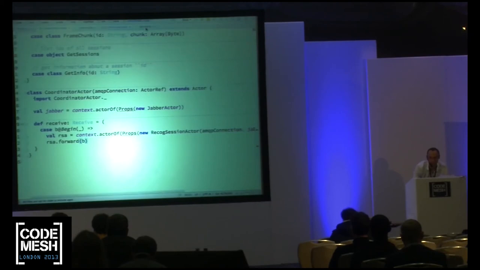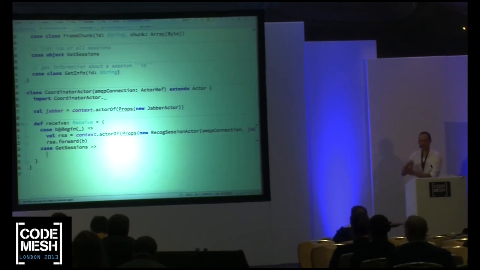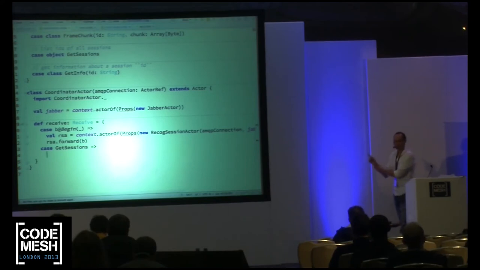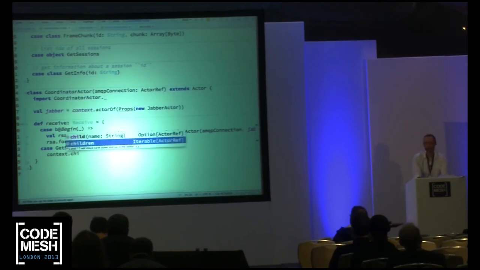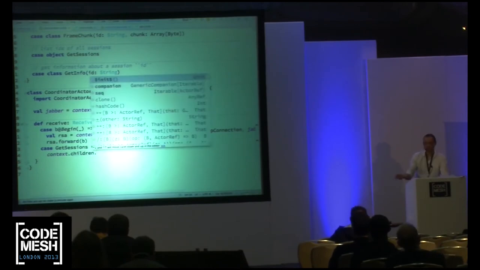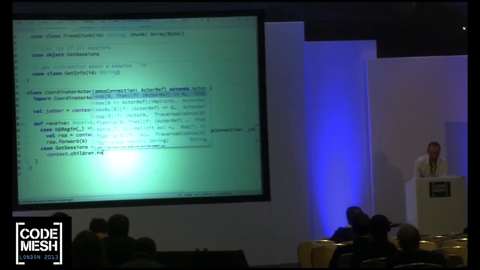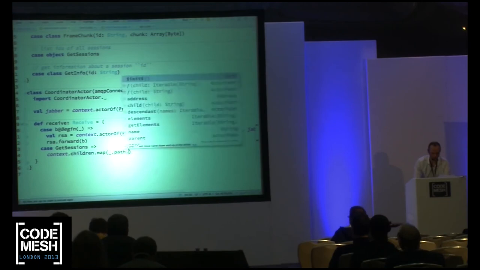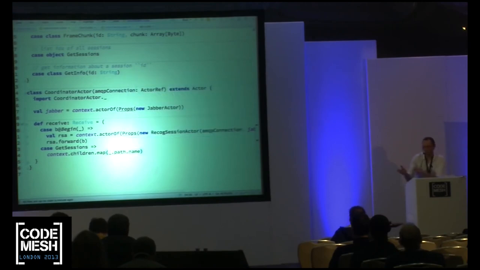Let's start really simply. So when I receive get sessions, what do I reply back? Suppose I just send back to the sender the names of all child actors. So let's see. Children, so these are the child actors of this particular actor. But I don't want to send back the actors themselves or the references to them. I want to send their names. So I'll map every child to its path name. And I don't want to send back an iterable. I want to send back a list. List. And send a bang that.